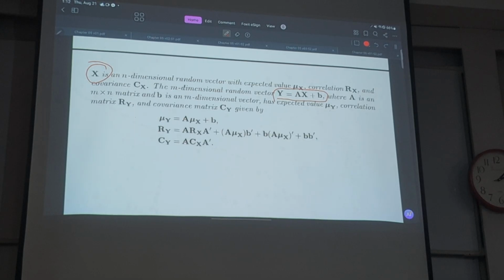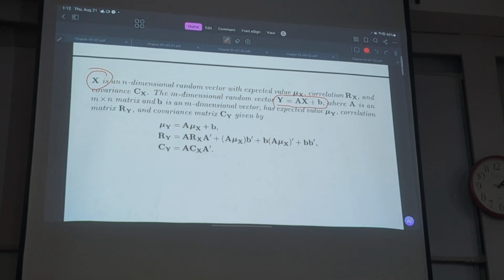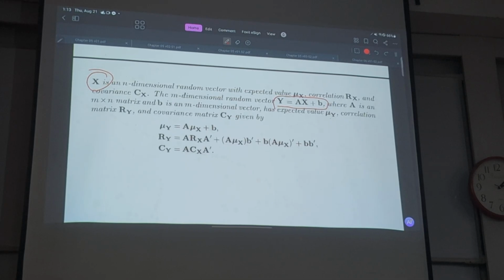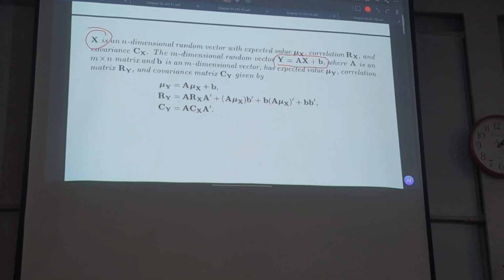57. So 1, 2, 3, 4, 5, 6, 7, 8, 9, 10, 11, 12, 13, 14, 15, 16, 17, 18, 19, 20, 21, 22, 23.